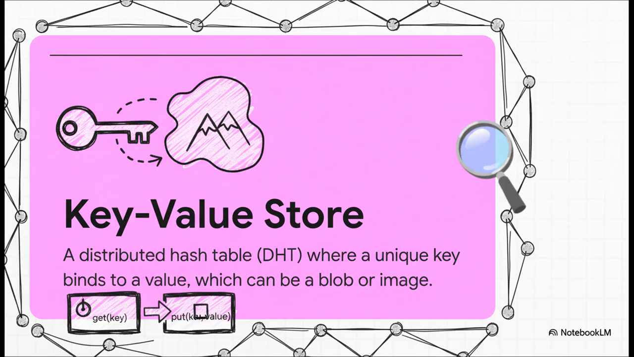Look, at its core, the whole concept is deceptively simple. It's basically a gigantic dictionary or hash map, just one that's spread out over potentially thousands of machines. You've got a unique key, and that key points to a value. That value could be anything: a user profile, a configuration file, an image. And the API, it's as simple as it gets. You have get(key) to fetch data and put(key, value) to store it.